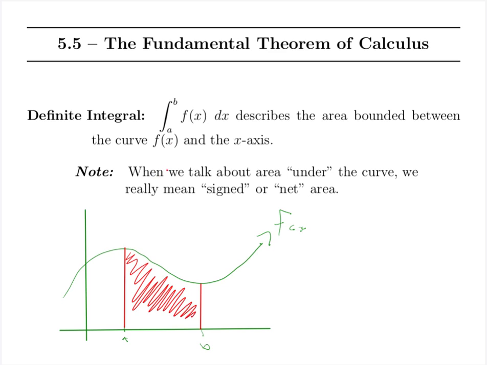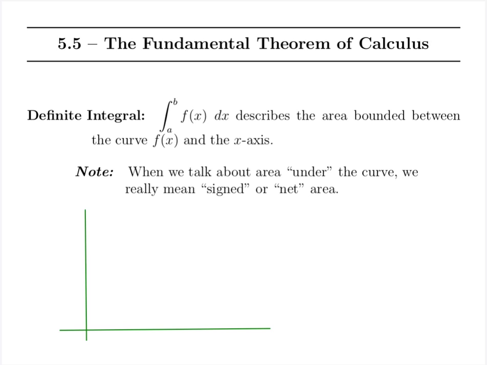What we really mean, though, is a signed area, and this only comes up a little bit, but if we had, for instance, our function that, let me get rid of this and we'll draw a different function, that maybe did something like this, and we talked about an area from maybe here to here. Now, when we look at our area, part of it is above the x-axis, and part of it is below.